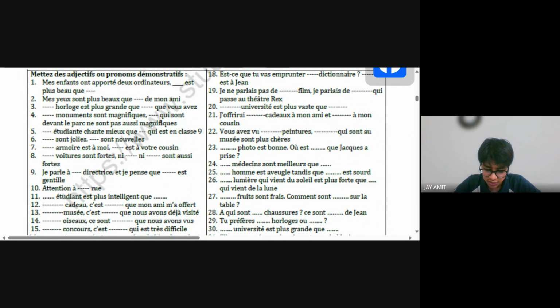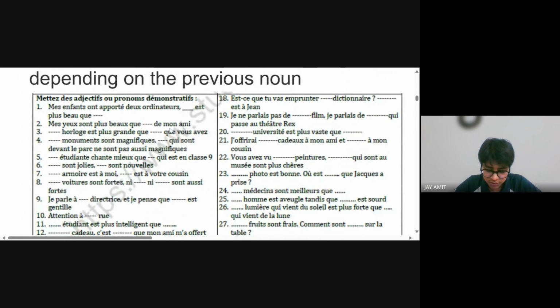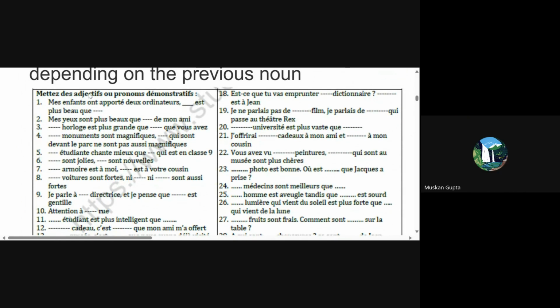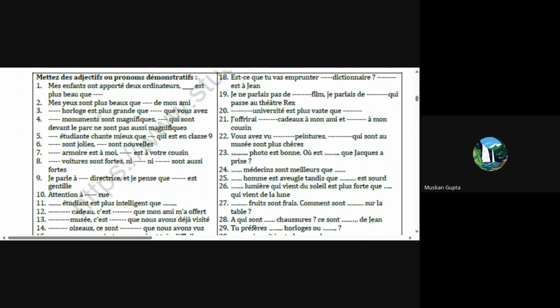So in this, celui, celle, ceux, and celles, you have both adjective and pronoun. I'll help you with the first one.